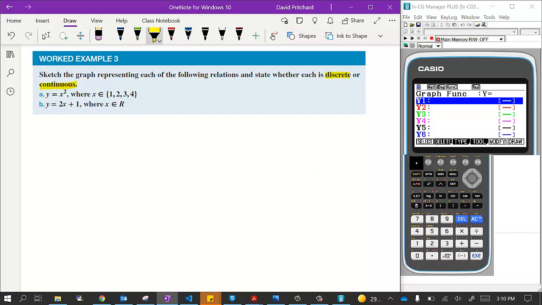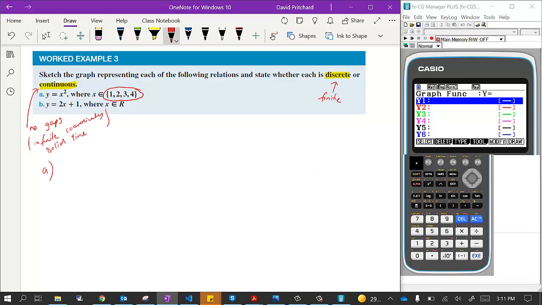Okay, so remember, discrete means there's only a finite amount of values. So this 1, 2, 3, 4 is finite. There's just 4 values that we can sub in. And continuous means that there's going to be no gaps. Basically, it's an infinite number of ordered pairs or infinite coordinates. It's going to be a solid line.